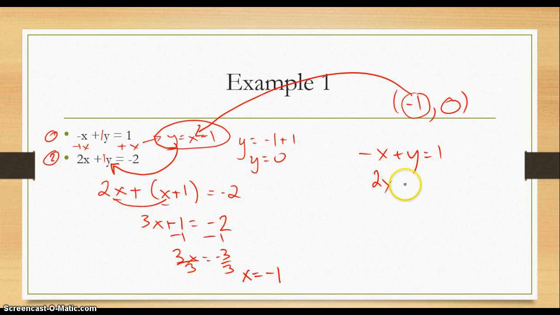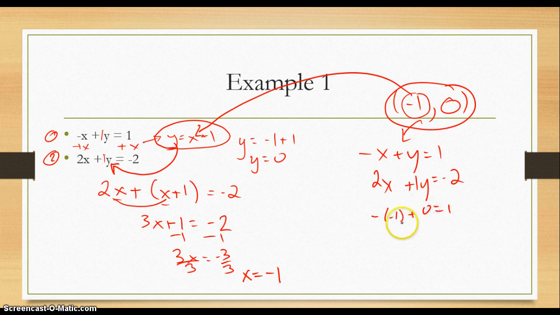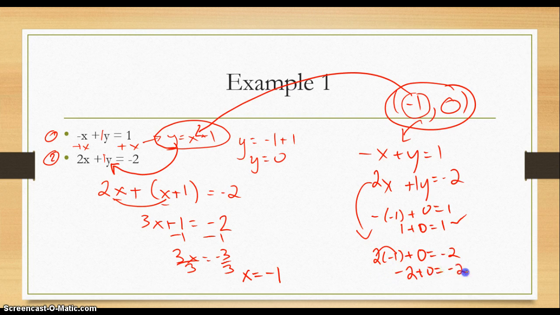There we go. 2x plus 1y equals negative 2. So what it says in step 4 is take your ordered pair and plug it into both equations to make sure it works. So we have negative of a negative 1 plus 0 equals 1. Well, we know negative of a negative 1 is 1. 1 plus 0 is 1. So that checks out in the first equation. So the second equation, we know 2 times negative 1 plus 0 equals negative 2. Well, 2 times negative 1 is negative 2 plus 0 equals negative 2, and that is true as well. So we know negative 1 and 0 is the solution.